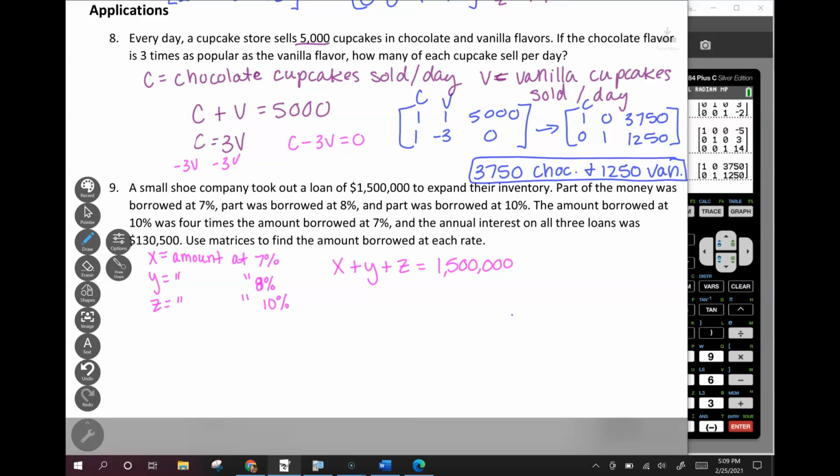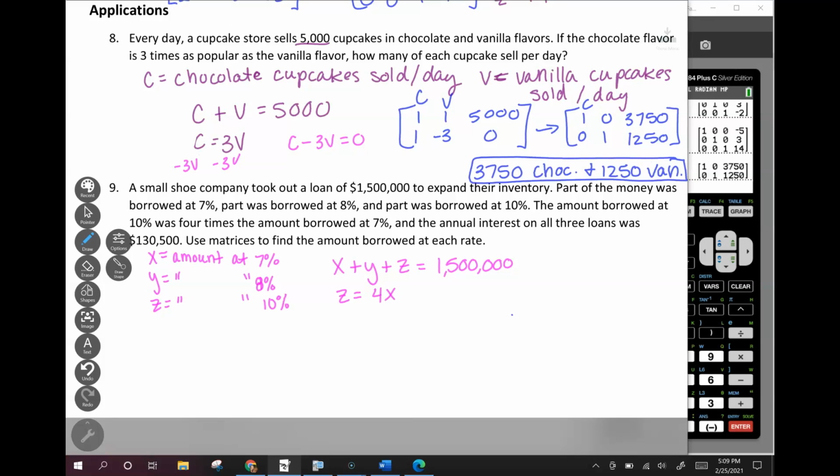Okay, our next equation. The amount borrowed at 10% was 4 times the amount borrowed at 7%. So the amount at 10%, that is Z, is 4 times the amount borrowed at 7%. So 4 times X.